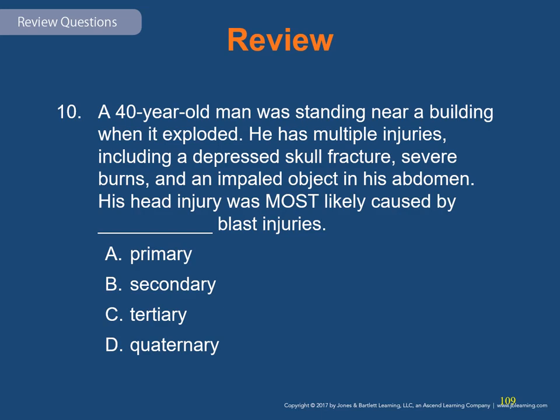Review question 10. A 40-year-old man was standing near a building when it exploded. He has multiple injuries, including a depressed skull fracture, severe burns, and an impaled object in his abdomen. His head injury was most likely caused by blank blast injuries. A. Primary, B. Secondary, C. Tertiary, D. Quaternary.